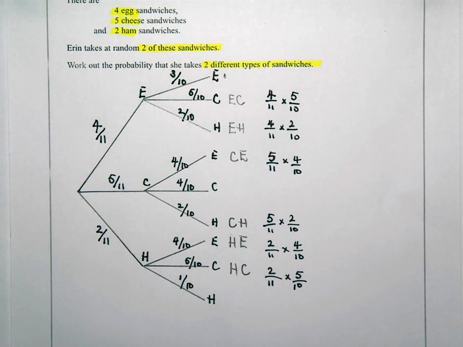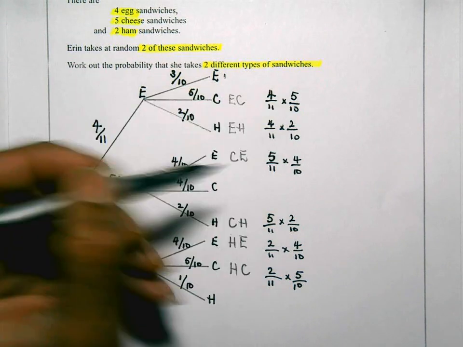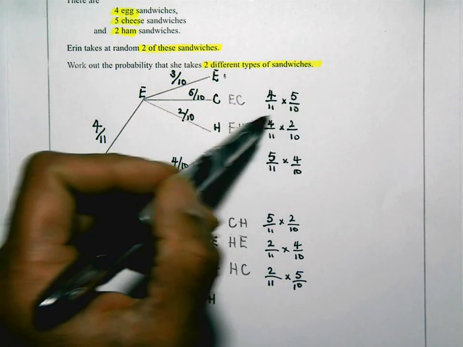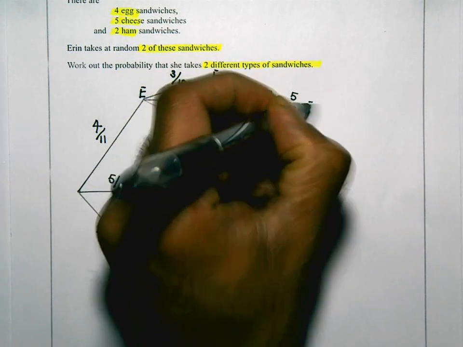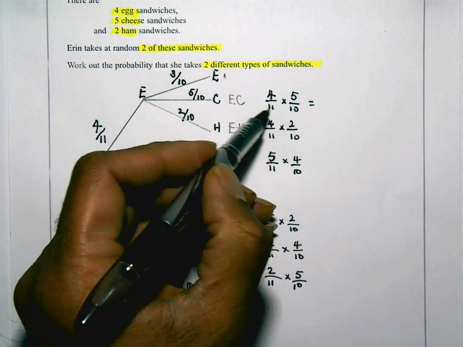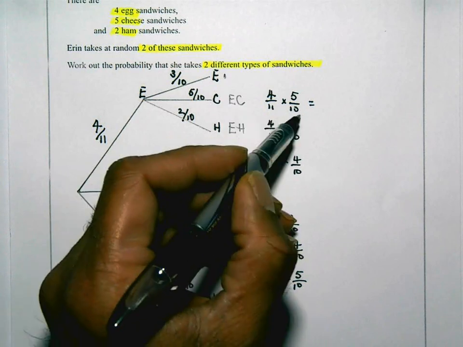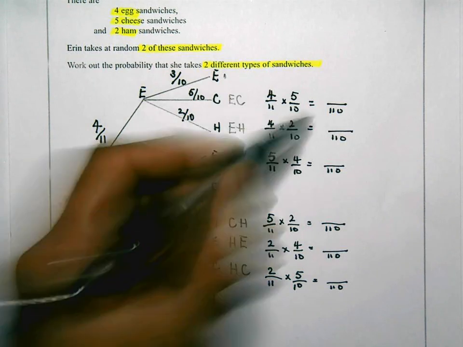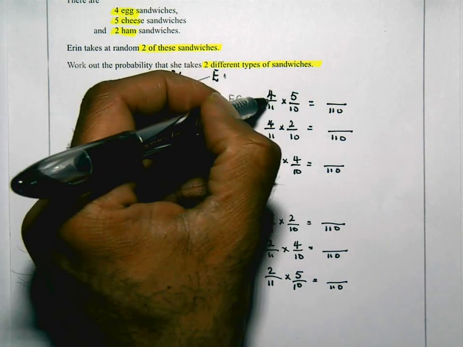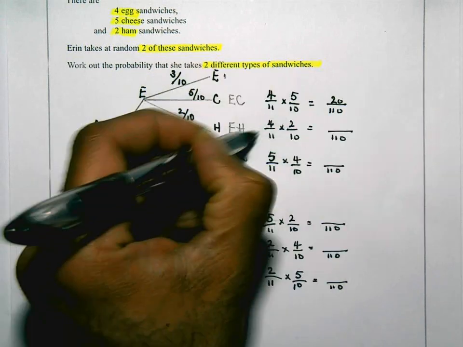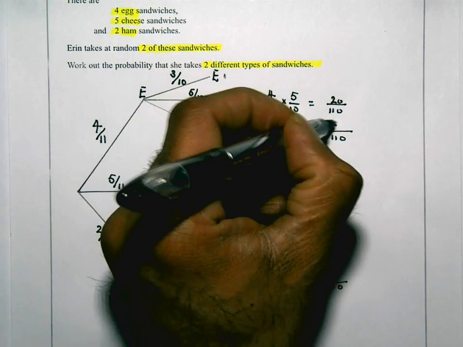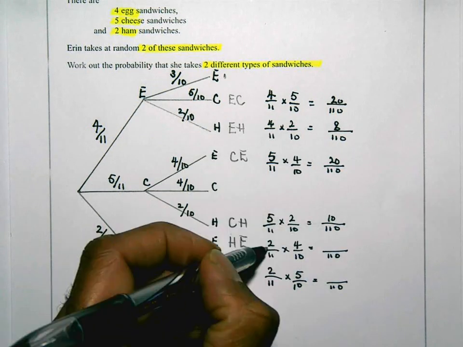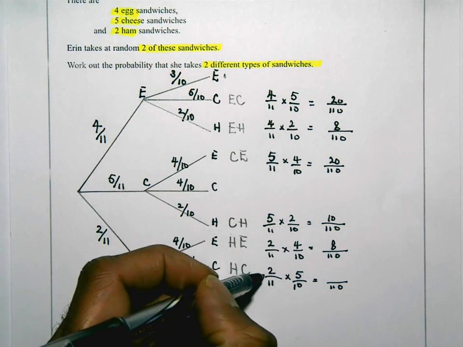I'm going to now work out each of these multiplications of fractions. Now remember, when you times fractions, you times the two top numbers and you times the two bottom numbers. So in all of these cases, the bottom number is going to be 110. 11 times 10 is 110. So what I've just done here is I've worked out all the denominators. I'm just going to put in the numerators now. 4 times 5 is 20. 4 times 2 is 8. 5 times 4 is 20. 5 times 2 is 10. 4 times 2 is 8. And 2 times 5 is 10.